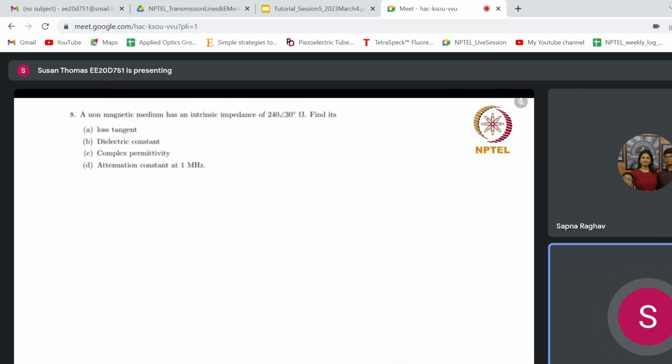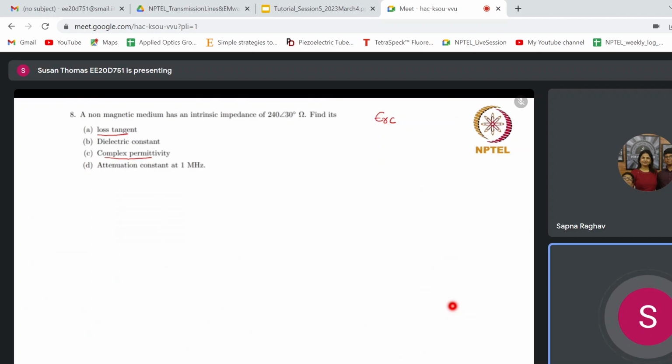Now let's move on to this question. I wanted to introduce a few things which were discussed in week 6. One is loss tangent, another is complex permittivity. I wanted to introduce these two terms by discussing this question. So what is complex permittivity? We always say relative permittivity, but there is something called complex permittivity. That we need to understand first.